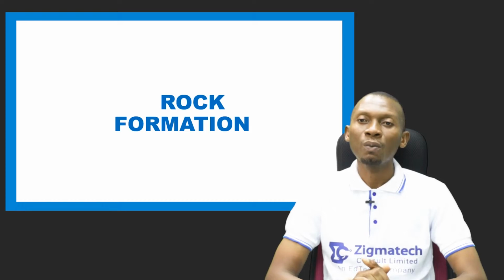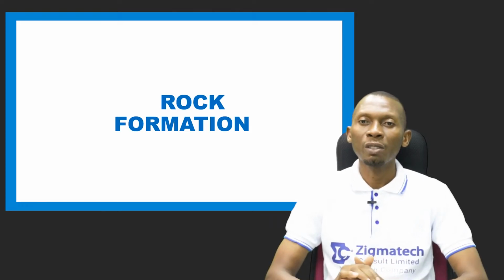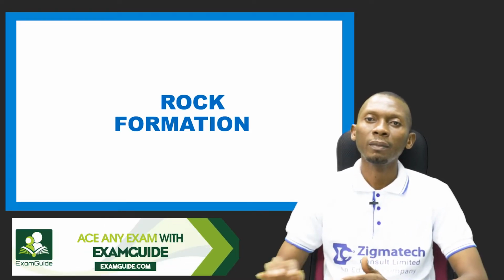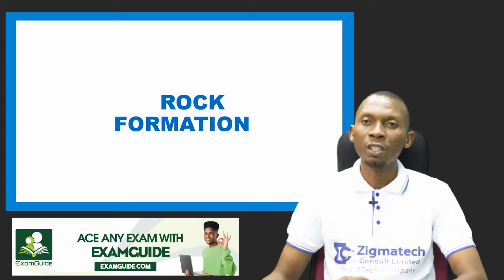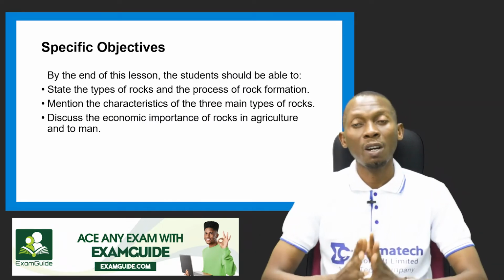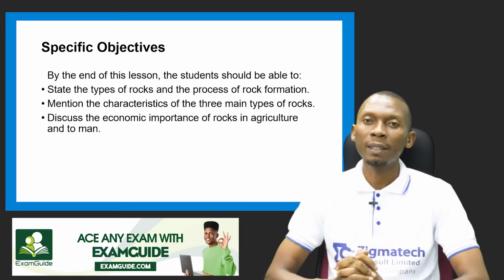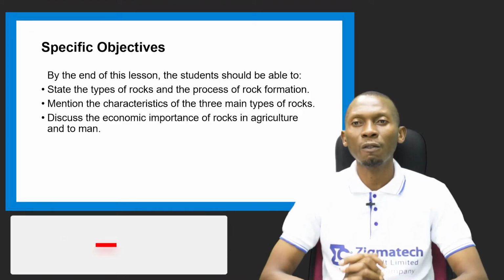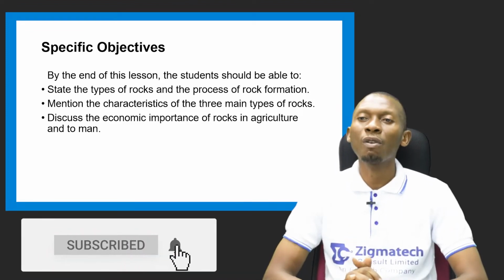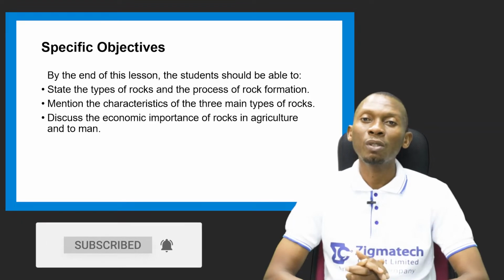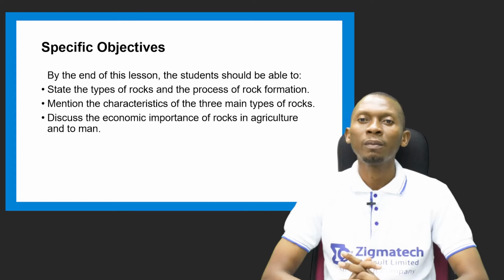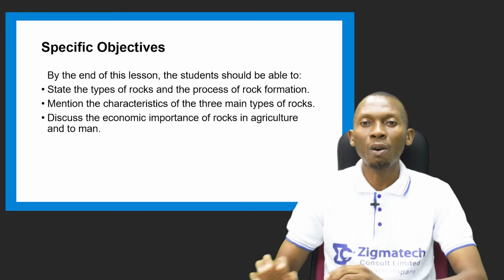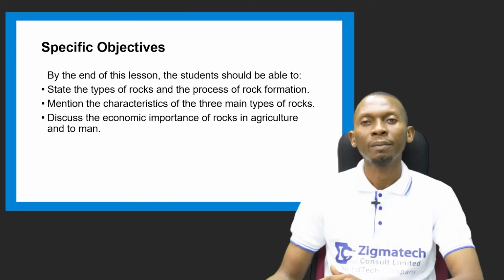Now in this lesson, we will discuss rock formation. So our topic for today is rock formation. Now the specific objectives are what you need to know by the end of this lesson, so you should be able to state the types of rocks and the process of rock formation. You should also be able to mention the characteristics of the 3 main types of rocks. And finally, you should be able to discuss the economic importance of rocks in agriculture and to man.